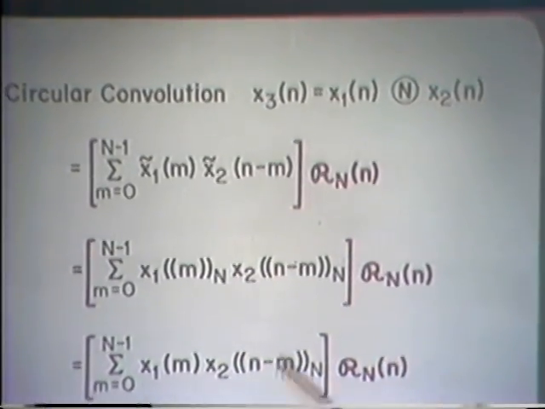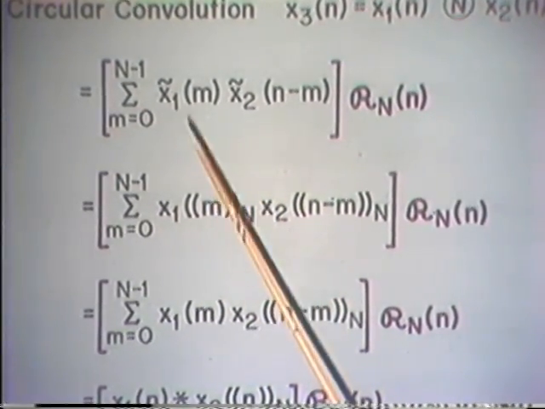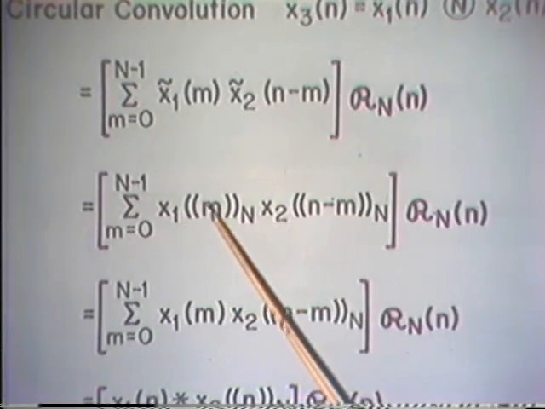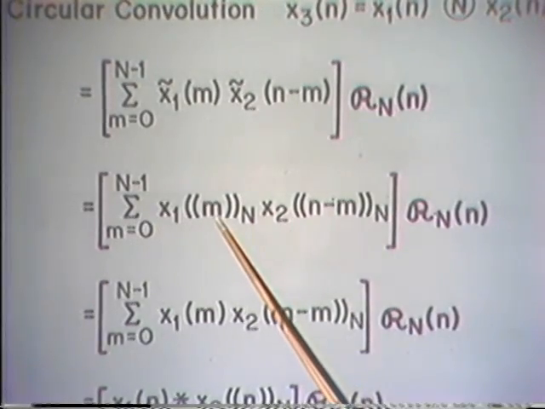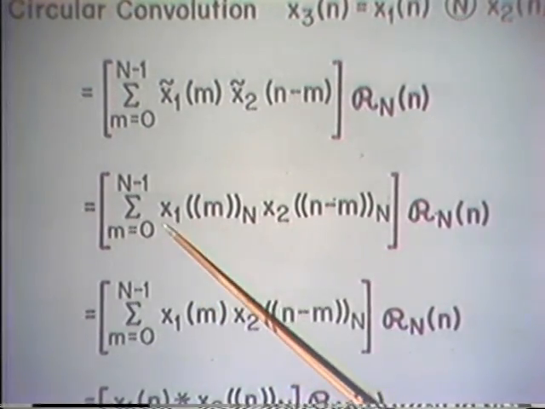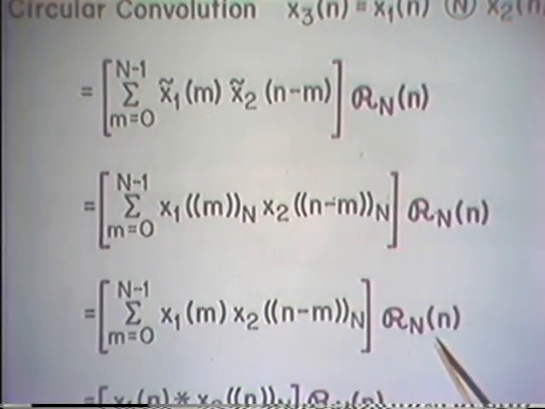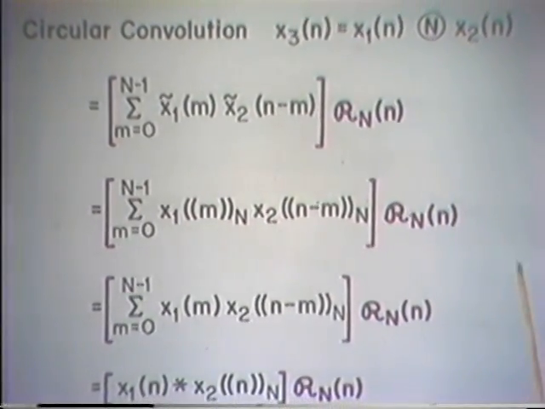And finally, I pointed out in the last lecture that if we just look at this expression, we see that x1 tilde of m, or equivalently x1 of m modulo capital N, only involves values of this argument from 0 to capital N minus 1, and consequently, as an alternative, we can replace it here with x1 of m. So this was an expression for the circular convolution of the two finite length sequences x1 of n and x2 of n.